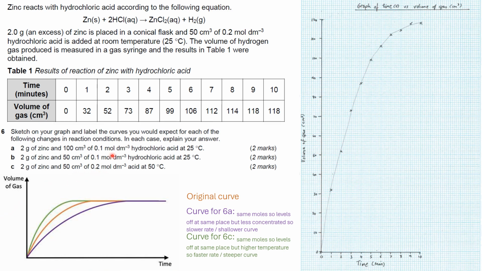And for 6C, there are the same moles, because you have the same values, same volume, same concentration as up here, but it's at 50 degrees C, so it's hotter, so the rate of reaction is going to be faster, so the curve is going to be steeper. I'll leave you to have a think about what the curve for 6B might look like.